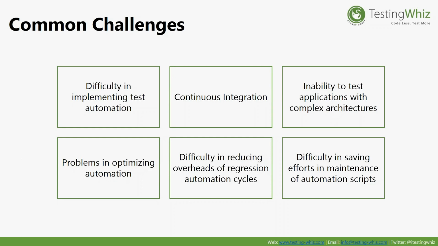Some of the biggest challenges are in implementing test automation. They don't have the resources, or they don't have enough knowledge about how to get started, or where to invest, what should be the strategy before they get started. The other problem they have is inability to test applications with complex architectures. A lot of times applications are always unstable, you are adding more and more features. There's not enough time for you to automate on the existing features or to cope up with the change and implement automation. The other thing is optimizing the automation.